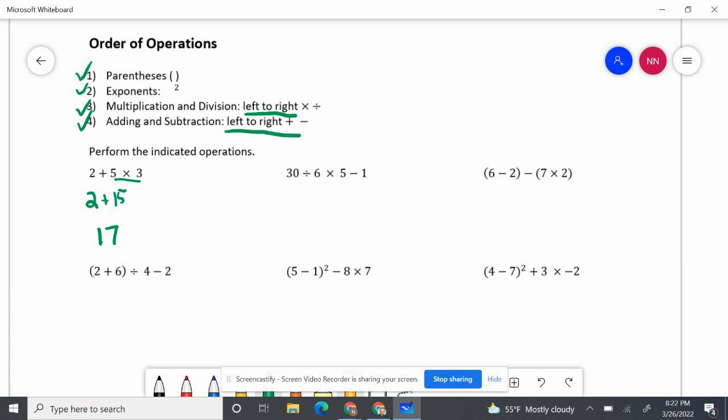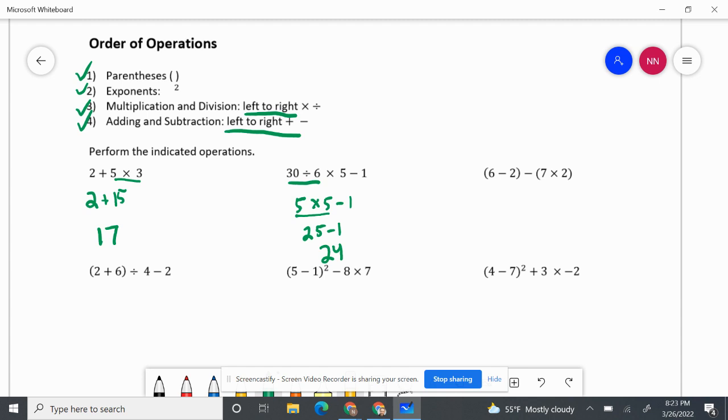For the second one, where we see division and multiplication. So division comes first because left to right, that would be first. So 30 divided by 6 gives us 5. Then we have to decide multiplication or subtraction. Multiplication comes first. So we have 25 minus 1, which is 24.